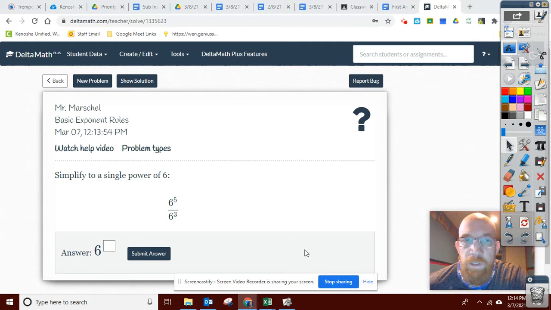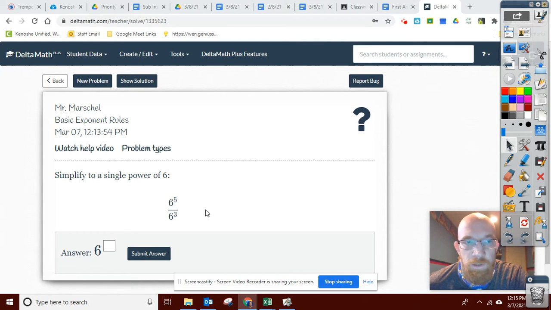All right, so this is going to be the Edpuzzle that I am going to share with you. So please pay attention. This does count for a grade, and I'm going to be asking several different questions. Okay, so the first question here is simplify to a single power of six.